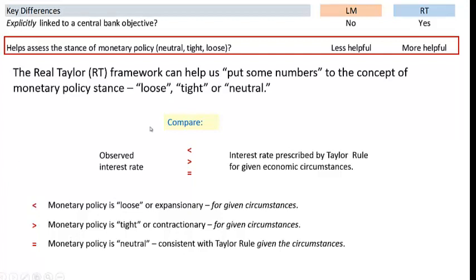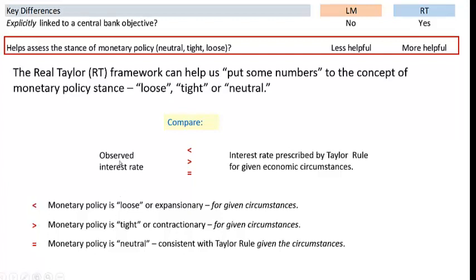When we make this assessment of monetary policy stance, we essentially compare the observed interest rate that we see with the interest rate that's prescribed by the Taylor rule for given economic circumstances. Is it less than, greater than, or equal? So if what we observe is less than what the Taylor rule prescribes, then we would say that monetary policy is loose or expansionary for given circumstances. If the observed interest rate is above the interest rate prescribed by the Taylor rule for given circumstances, then monetary policy is tight or contractionary for given circumstances.